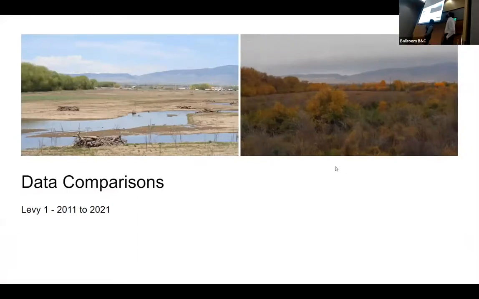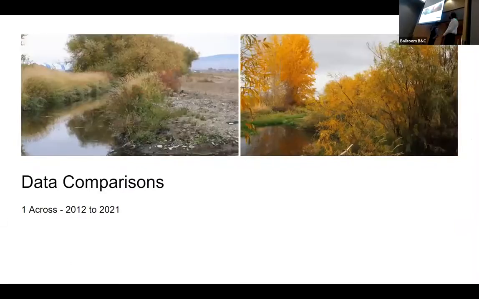Now, this is just some of the same points as you saw earlier in the Google Earth presentation, just side by side. So we'll get through this pretty quickly. You can just see the levee one, just 2011 compared to today, or just a couple, like a less than a month ago, actually. It's just very grown, along with one across.